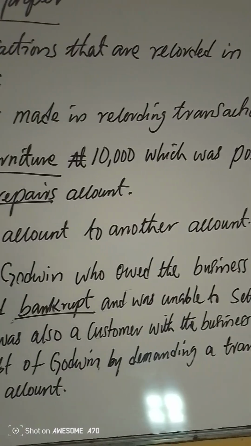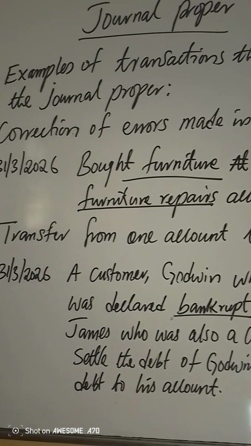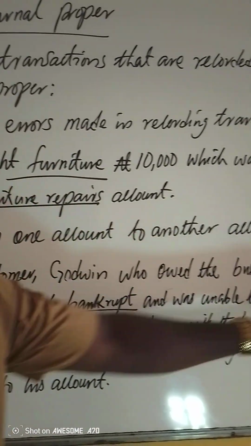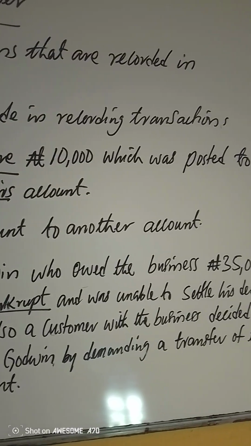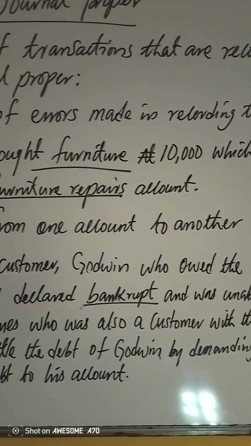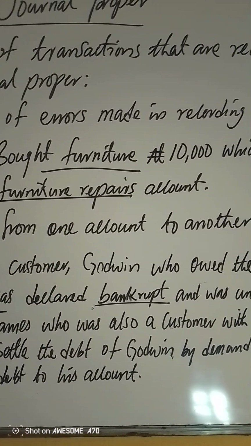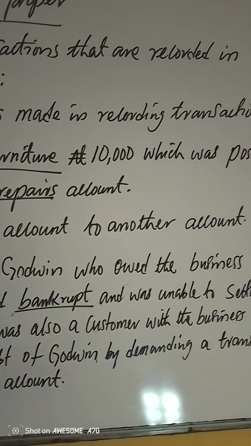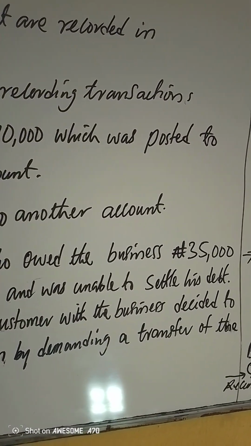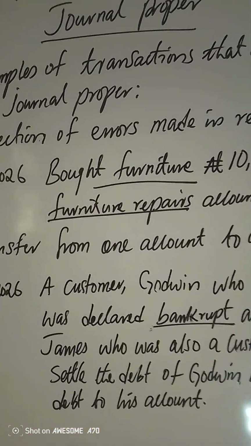So in that case, it means that the debt has to be settled by some other person or other means apart from his own resources. So we are now saying another customer in the business, Mr. James, who also was a debtor or a customer, decided to settle Godwin's debt. Whether Godwin was a friend or any other relation is not our concern, but we know that James agreed to settle Godwin's debt. So it means the debt of Godwin will be transferred to Mr. James' account. How? Come here, let's look at the proof.